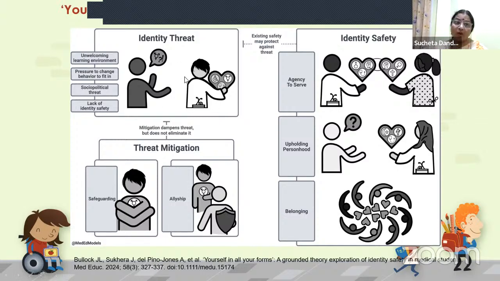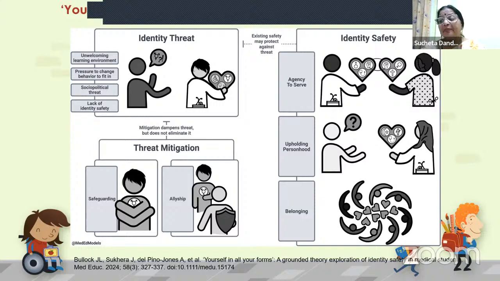And what are the 4 factors that they have talked about? They talk about unwelcoming learning environment, pressure to change behavior to fit in. No, you have to change, you have to do this, because this is how we do it. And being very, very aggressive about these things. Socio-political threat. And there is a lack of identity safety that is seen in people.